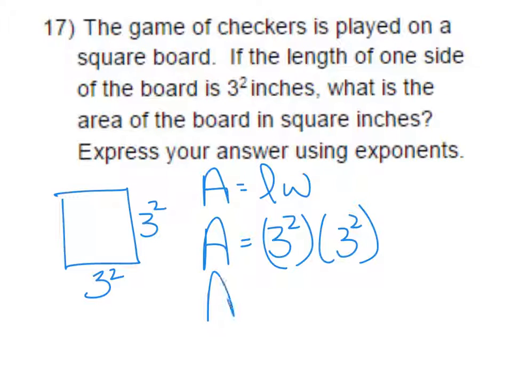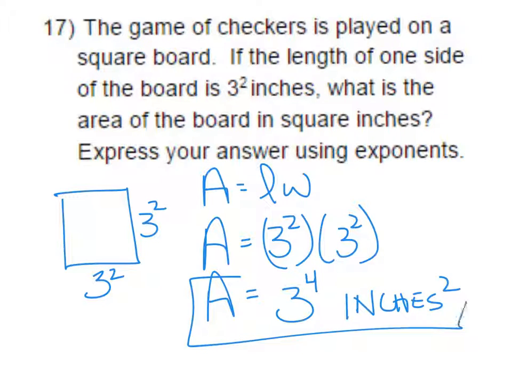So we're going to keep the base and add the exponents. So the area of a checkerboard with side length 3 squared inches is going to be 3 to the 4th power inches squared. And that is our answer. Because they say write your answer using exponents.